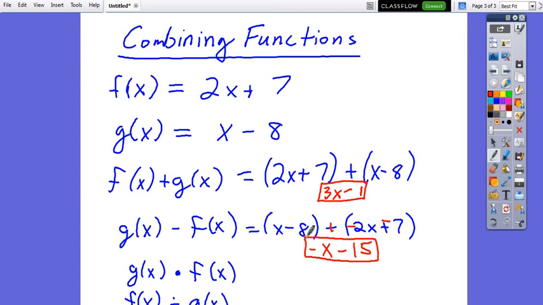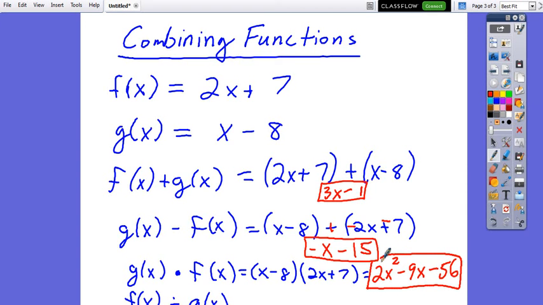All right, multiplying functions. So I've got two binomials. g of x is x minus 8 times 2x plus 7. When we combine these through multiplication, we're using the FOIL method. I'm just going to give you the answer, because I believe everybody can FOIL. The answer here would be 2x squared, 7x minus 16x is negative 9x, negative 8 times 7 is negative 56. So there's your solution.